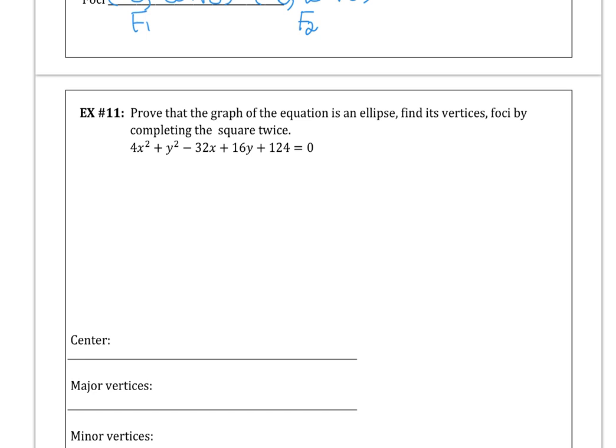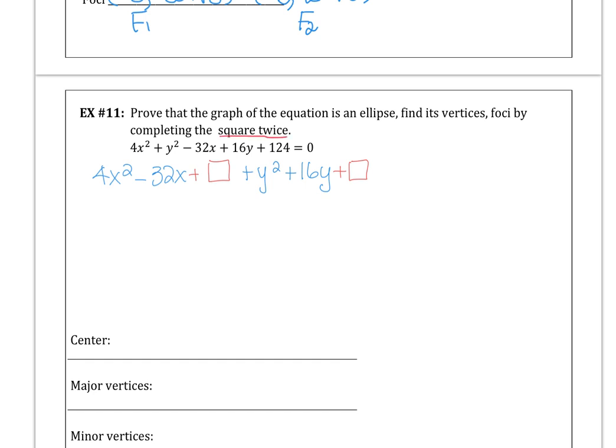On example 11, where this is our last one, it's another completing the square. We're going to prove this graph is really an ellipse, and then we're going to find all the details. So we want to group the x terms together, 4x squared and negative 32x, and we want to leave a little space because we're going to complete the square in a minute. And then we want the y squared and the y term together, and we're going to have to complete another square. That's what it means by completing the square twice.